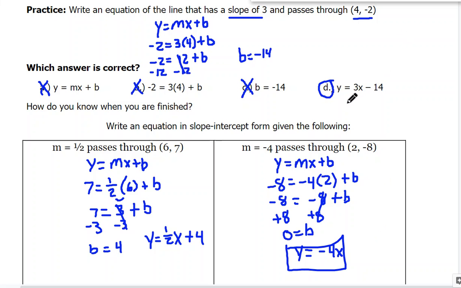All right, so that is how we write an equation when you're given a slope and you're given a point.